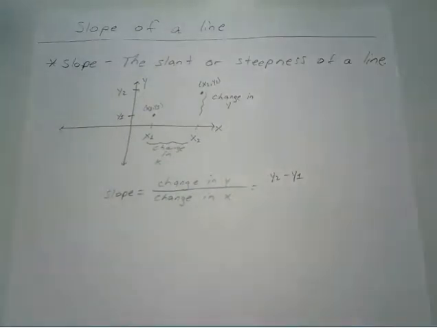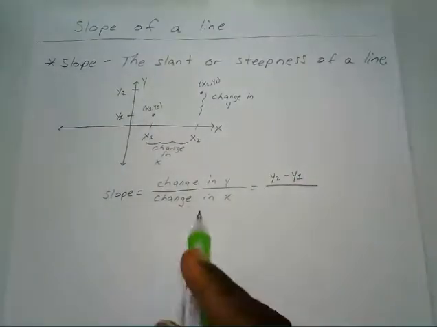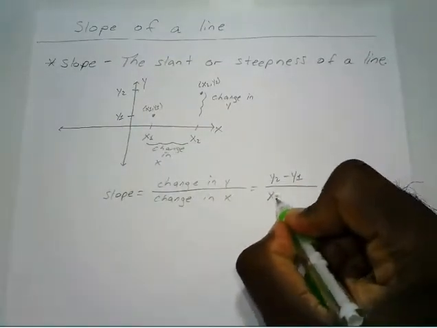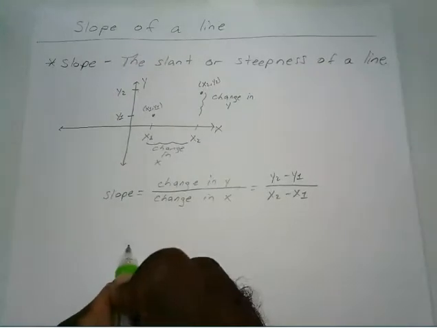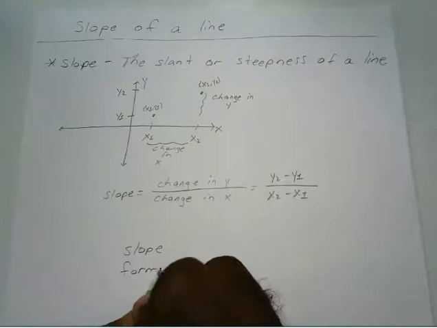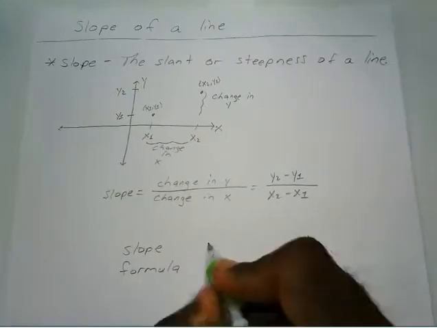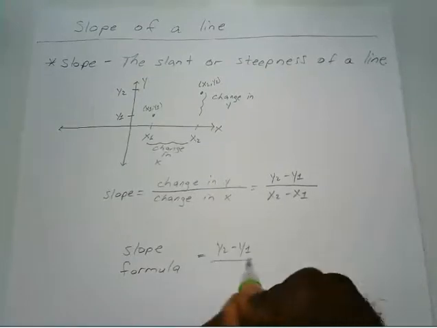Let me see if I can focus this a little better. There we go. All over your change in x, which is x2 minus x1. So this is actually your slope formula. That's y2 minus y1 over x2 minus x1.